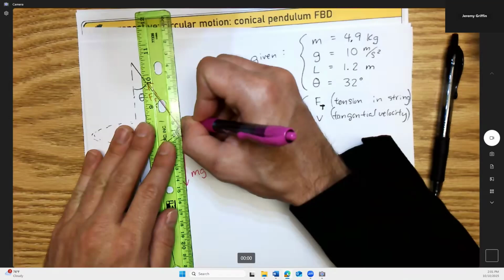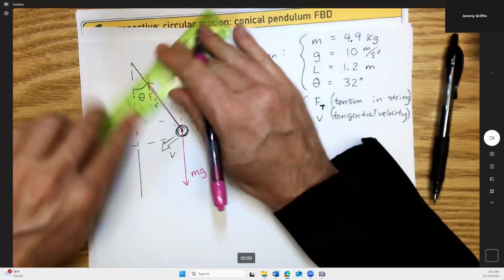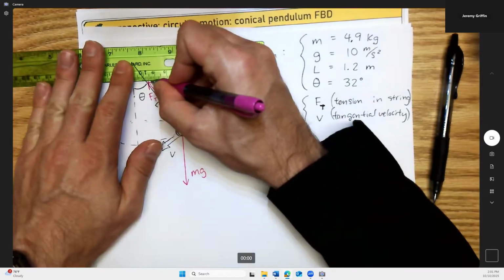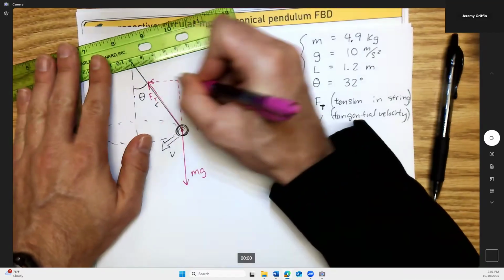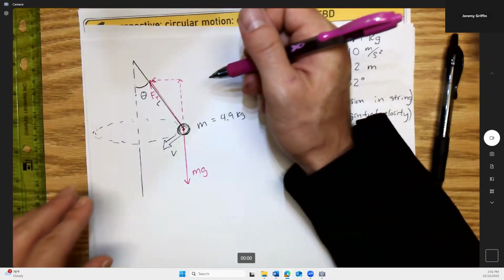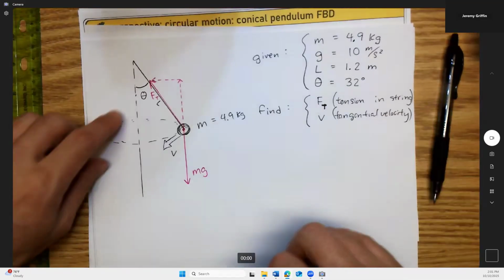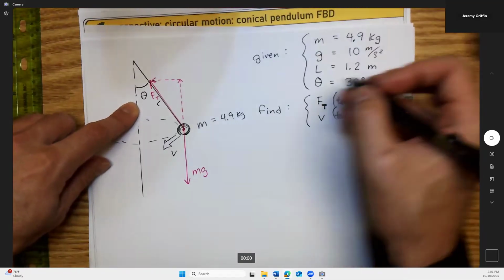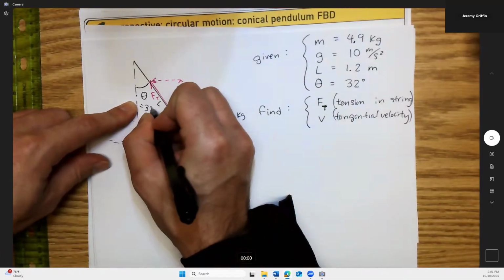So I'm going to break the tension into components. Say, well, the tension is partly pulling up, and it's partly pulling inward. Right? It's doing both of those things. Isn't that true? Okay. Now, how can I quantify how much of each? Well, that has something to do with this angle, which I just made up a moment ago. I call that 32 degrees.